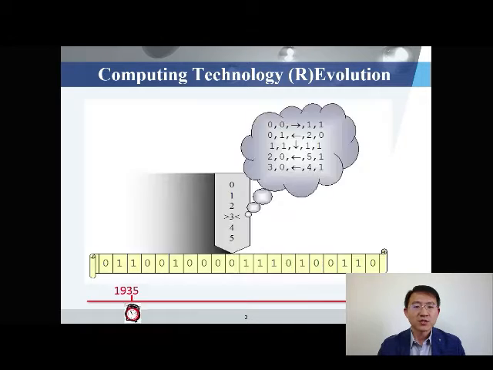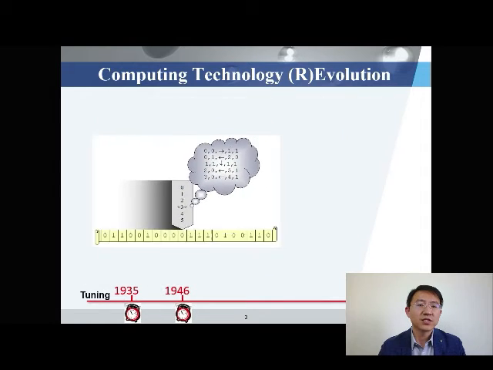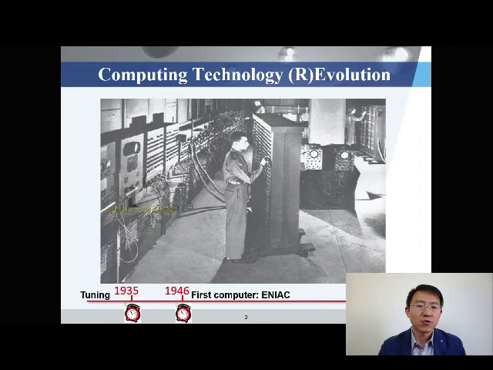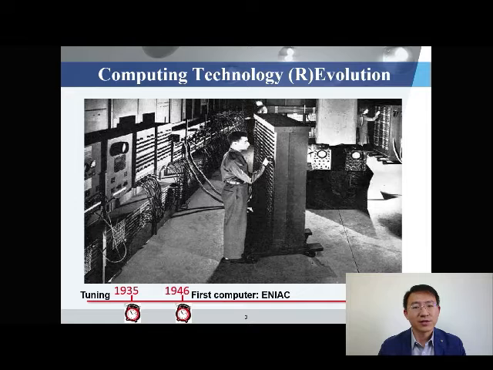Modern computer science starts in 1935 with Alan Turing's first abstract notion of the computer. As you can see, Alan Turing designed the abstract model of the computer. The model has an infinite input with zeros and ones, which is binary. Then this concept became practical in 1946 with the first general purpose computer called Antioch.